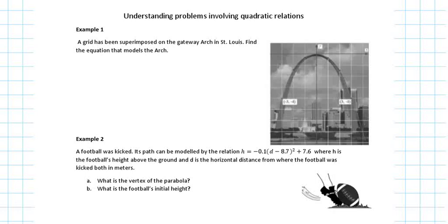They have the axis, the x and the y-axis. So it has been superimposed on the arc of St. Louis. And they're asking you to find an equation that models the arc. What does that mean, find an equation that models the arc? Yeah, it's a quadratic shape.